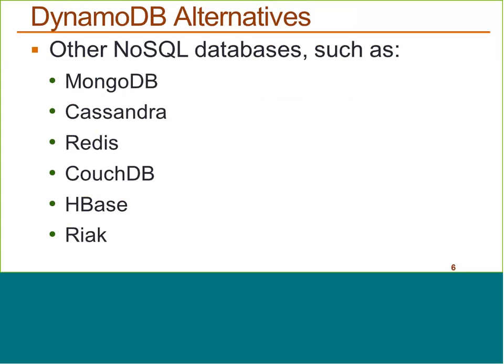Again, as I said, DynamoDB alternatives are NoSQL databases. This slide has some of the popular NoSQL databases like MongoDB, Cassandra, Redis, CouchDB, HBase, which is used in the Hadoop ecosystem, and then Riak. So these are just the popular ones. There are at least 15-20 more which are not very popular, but they also exist.